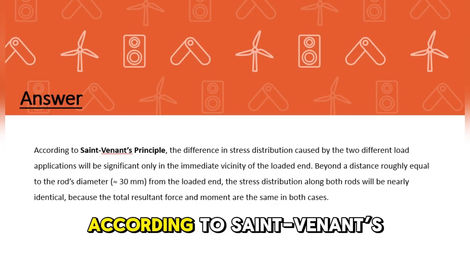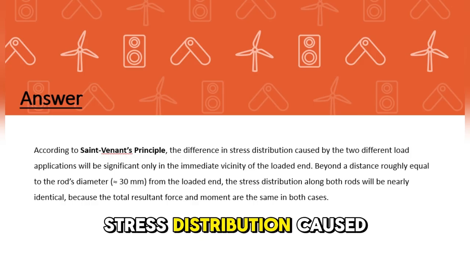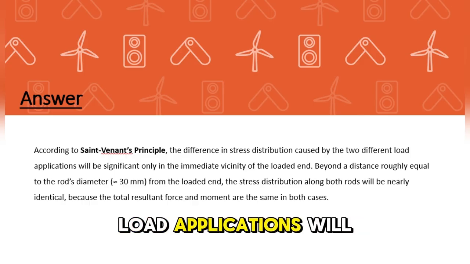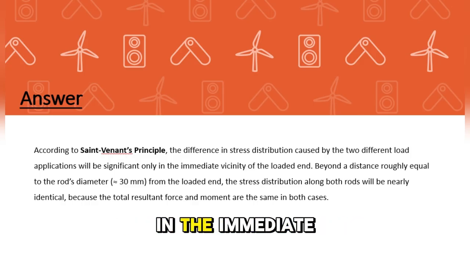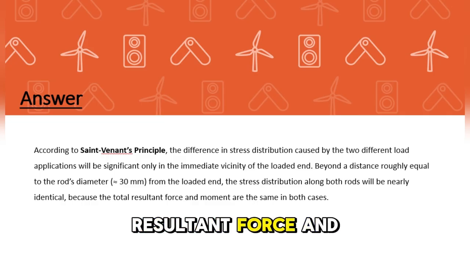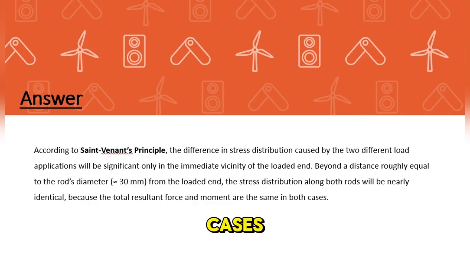The answer: according to St. Venant's principle, the difference in stress distribution caused by the two different load applications will be significant only in the immediate vicinity of the loaded end. Beyond a distance roughly equal to the rod's diameter, approximately 30 millimeters from the loaded end, the stress distribution along both rods will be nearly identical, because the total resultant force and moment are the same in both cases.